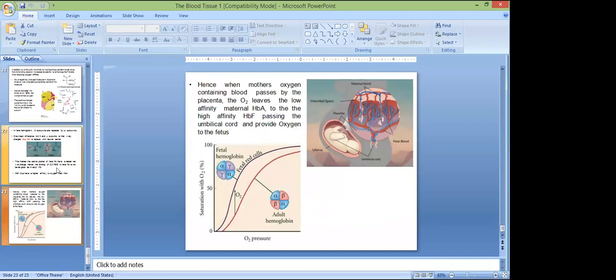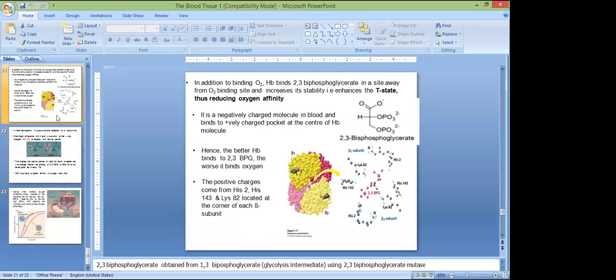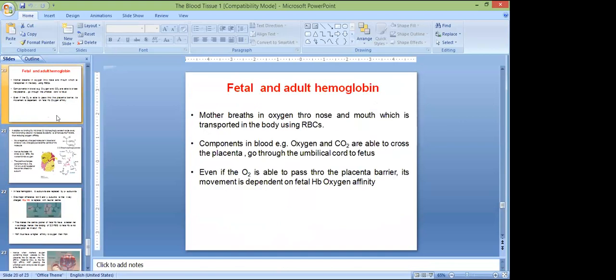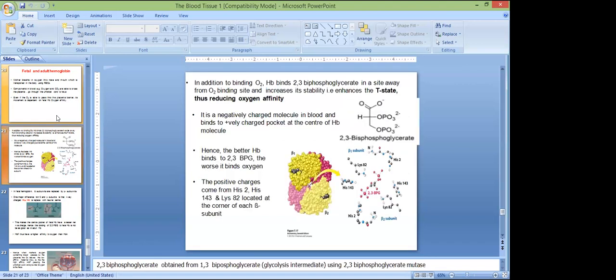So today we'll also cover the why. What causes the fetal hemoglobin to have more affinity for oxygen than the adult hemoglobin? And this is because of one thing called 2,3 biphosphoglycerate. Now, if I can take you back, in glycolysis there was an intermediate such as 1,3-BPG in the steps of glycolysis.